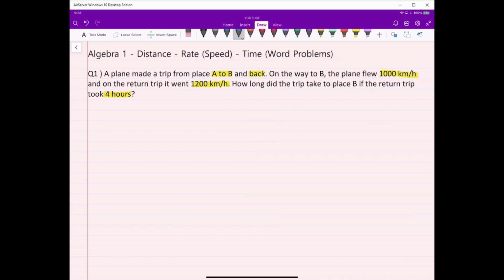When the plane traveled to place B, it had a speed of 1,000 km per hour, and the traveling time was not given, so we can set that as x hours. However, on the way back, the plane had a speed of 1,200 km per hour and it took 4 hours. And we can draw the formula triangle, which was the second note.